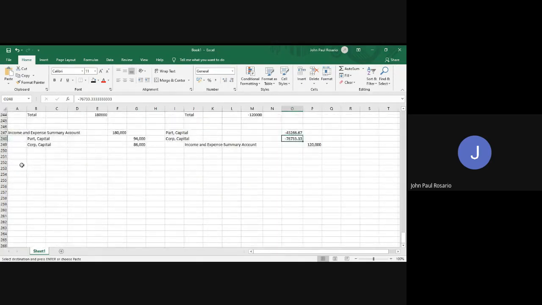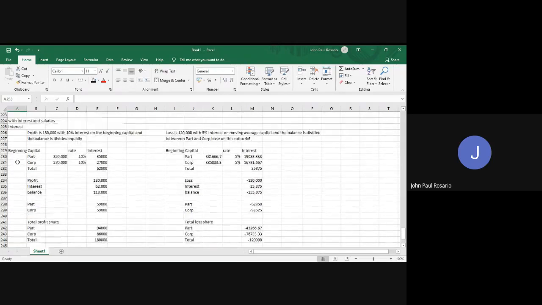So, what if na is salaries? Salary allowance. Okay, so salary allowance. So, sige, before kung sa salary allowance na pwede ilo na lang natin as more mas complicated na. So, salary allowance plus interest. Para isahan na siya ang discussion. Okay. So, for profit, ganito lang.